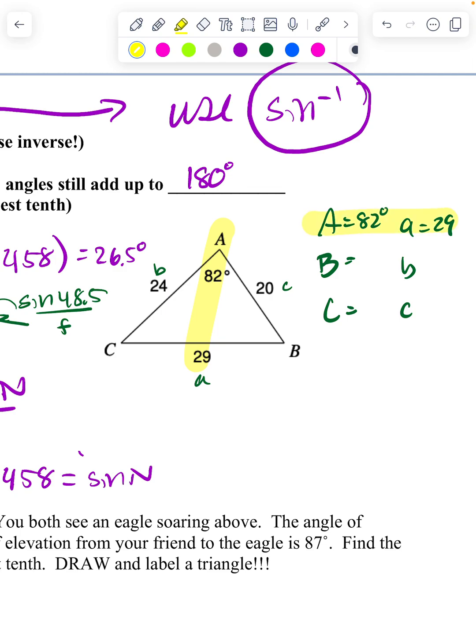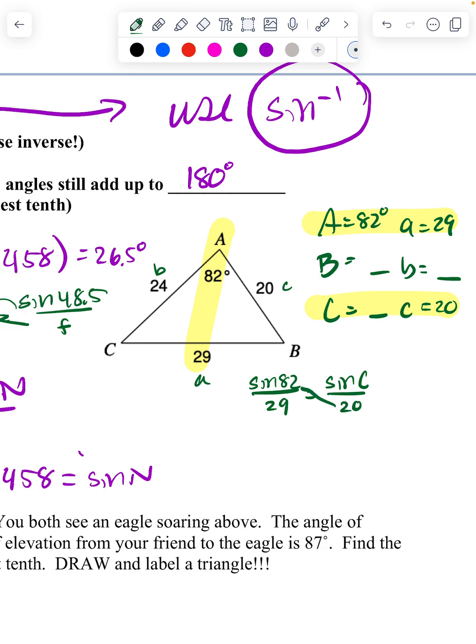So that's my pair that I can use for law of sines. I know this side is 20, but I've got to find these 3 things. Since I need to know 3 out of 4, I'm going to have to find angle C first. So I'll have sine 82 over 29. That's what I know. And then sine of angle C, which I don't know, over 20.